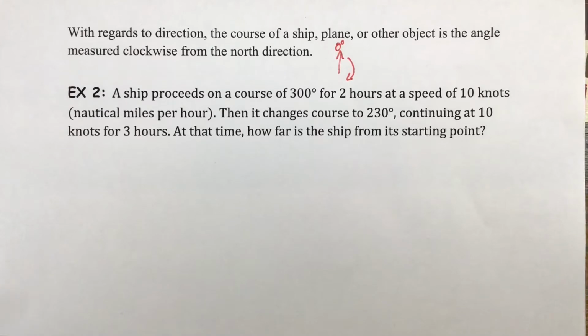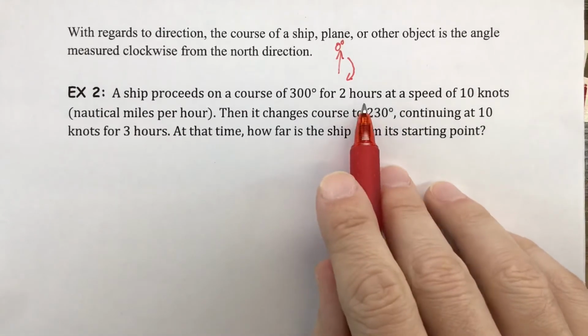All right, example 2. A ship proceeds on a course of 300 degrees for 2 hours at a speed of 10 knots, that would be nautical miles per hour. Then it changes course to 230 degrees, continuing at 10 knots for 3 hours. So same speed here, let me point that out. At that time, how far is the ship from its starting point? Okay, so what we want to do first is to kind of visualize or map out what the ship is doing. By the way, they're giving you time and they're giving you speed.